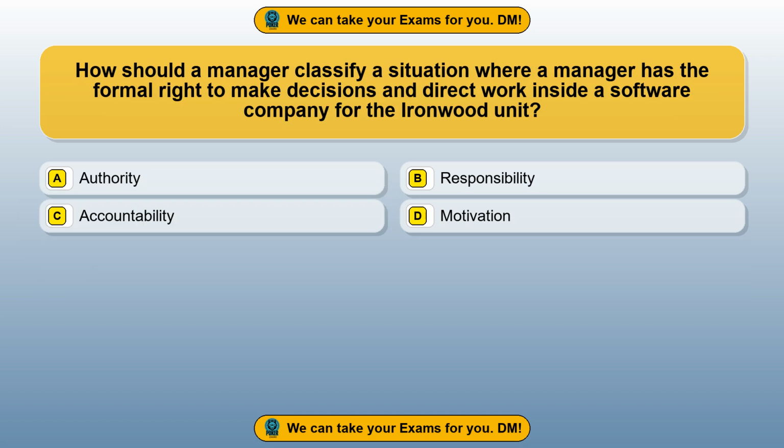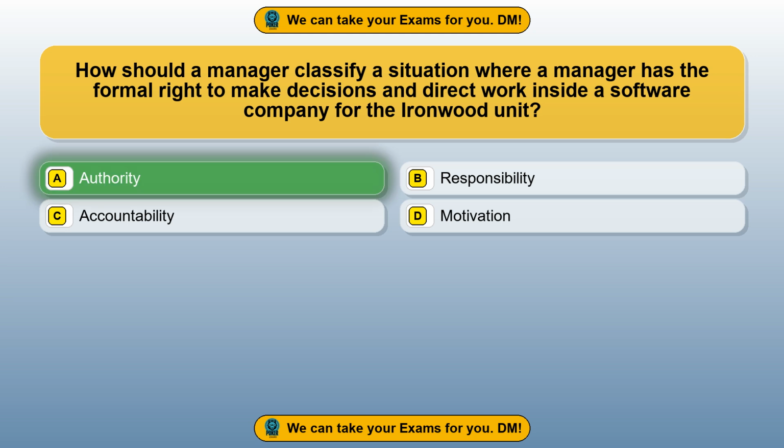Question 79. How should a manager classify a situation where a manager has the formal right to make decisions and direct work inside a software company for the Ironwood unit? Option A, authority. Option B, responsibility. Option C, accountability. Option D, motivation. The correct answer is option A, authority.